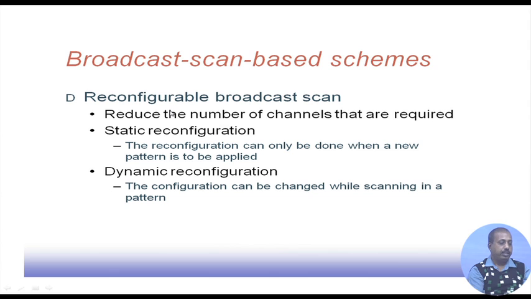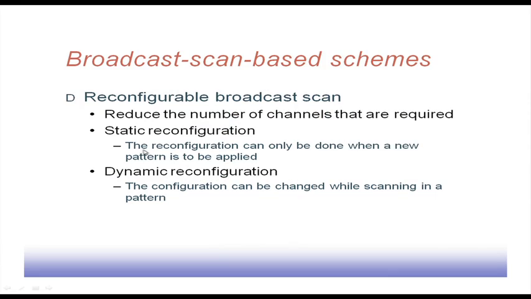Sometimes we can reconfigure this broadcast scan, so as to reduce the number of channels that are required. We can reconfigure the broadcast scan architecture; like here segment 1 was connected to segment 2, maybe we can do it in a different way. There can be 2 possible strategies: static reconfiguration and dynamic reconfiguration. In static reconfiguration, when a new pattern is applied, we can change the configuration of the scan chains. On the other hand, in dynamic reconfiguration, the configuration may change while the pattern is being scanned in.